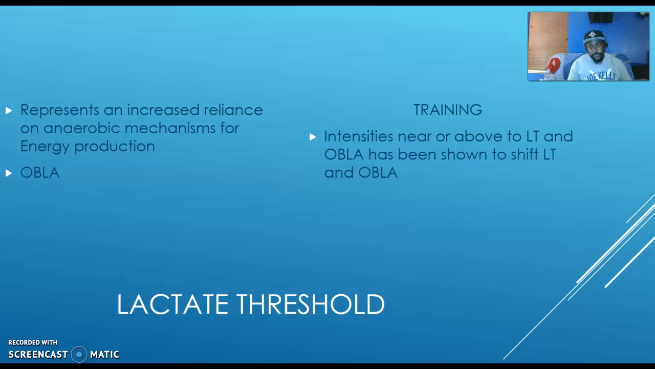As far as training that can influence both of these, shifts can occur in the lactate threshold and the OBLA because of changes in hormone release, mainly catecholamines. There's a lowered catecholamine release at high exercise intensities. Another training adaptation that influences this is the increase of mitochondrial density, which allows for greater ATP production through aerobic mechanisms.